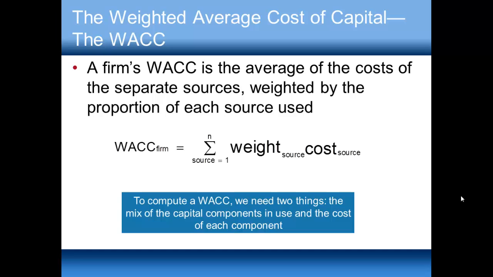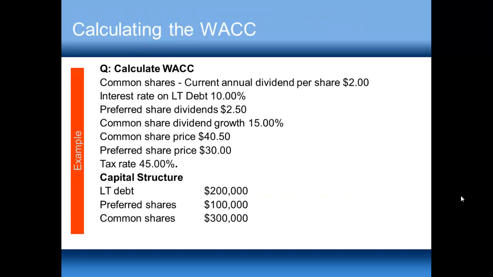In other words, what is the proportion of a certain capital source that we're going to multiply by its actual cost. For example, we have a capital structure here made up of long-term debt, preferred shares, and common shares. So 3 different sources. Not the same values. Long-term debt, 200,000. Preferred shares, 100,000. Common shares, 300,000. So each of these sources has a different weighting. And we have here on top all the values concerning the current dividend, the yield, the interest rates, all that. Let's go see how that works in here.